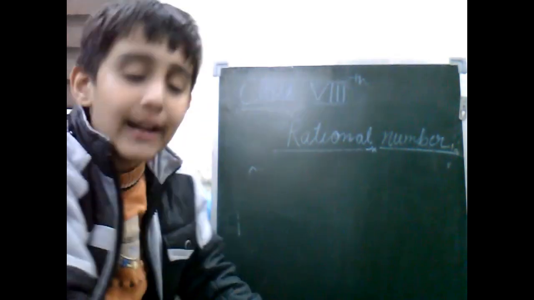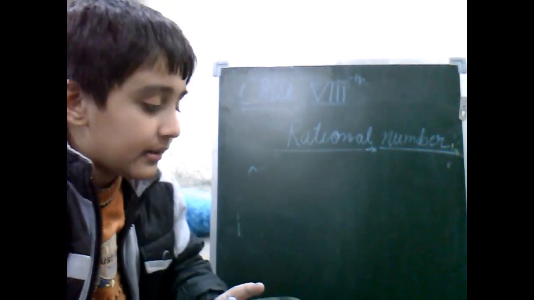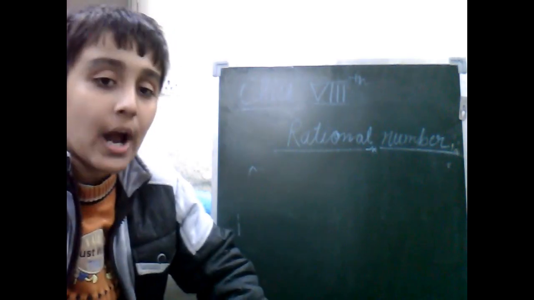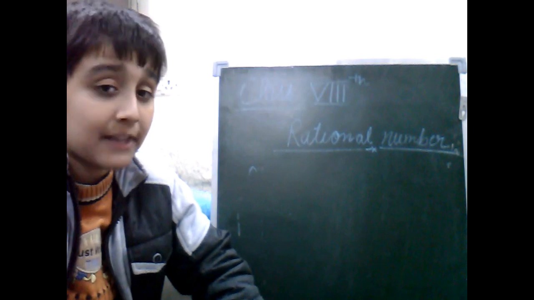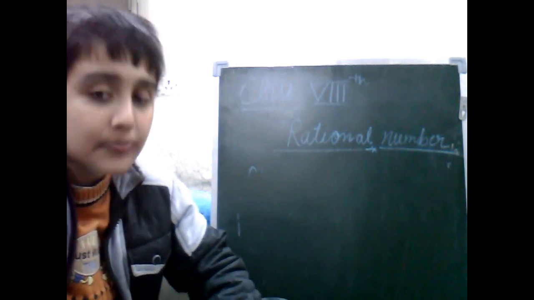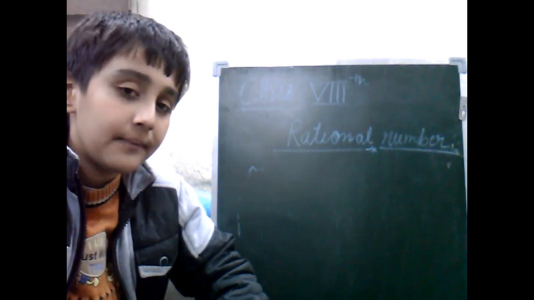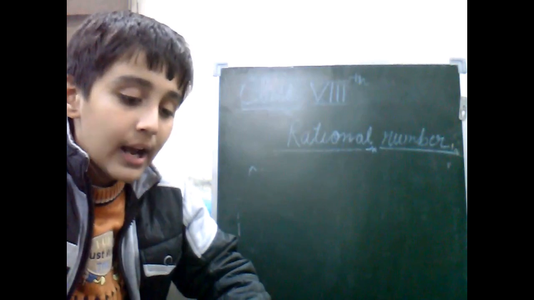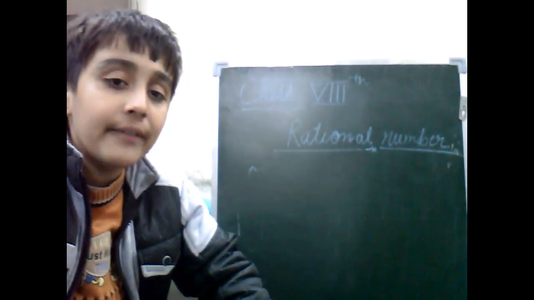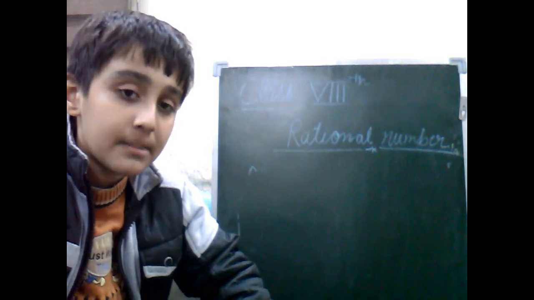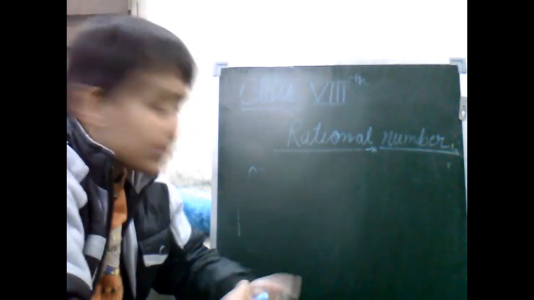Let's do a quick summary. A rational number is in the form of p upon q, like 5 upon 6 or minus 5 upon 6, and there are two types of rational number, negative rational number and positive rational number. This we have discussed in our previous video, and I told you that we will start with the properties of rational number. There are some properties of rational number, so let's get started.